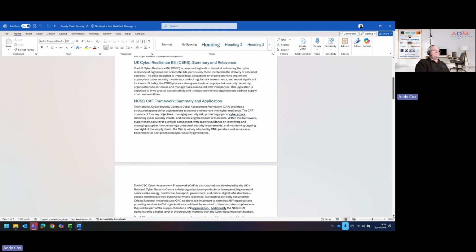So, regardless of who you are, once the UK Cyber Resilience Bill comes in, if you are unfortunate enough to be hit by a malware breach in your organisation, there will be a legal requirement on you to report that to the NCSC within 24 hours.